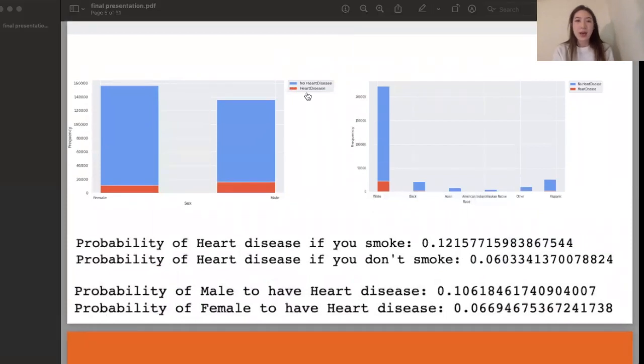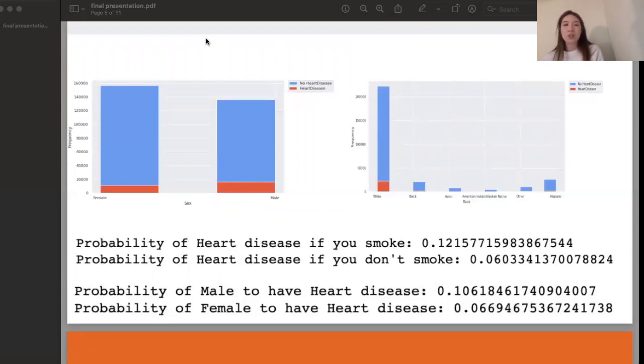Next we have 2 graphs here. They show the probability of heart disease by gender, and by whether you smoke or not. We can see from the probability that males are more likely than women to suffer from heart disease, about 1.6 times more likely. In addition, we can also see from the graph that more females were tested in the data than men.